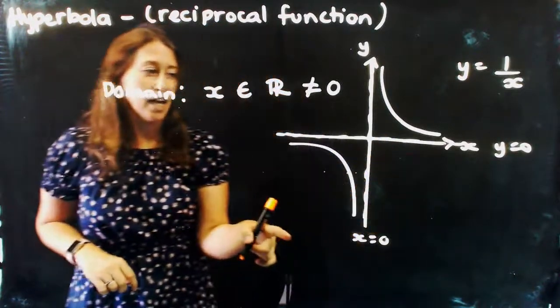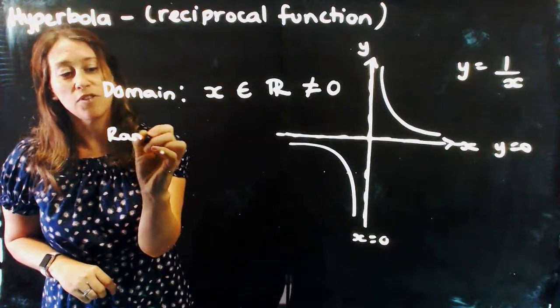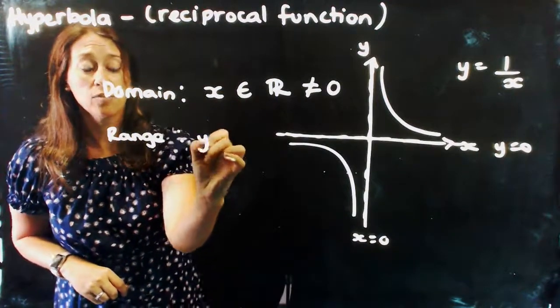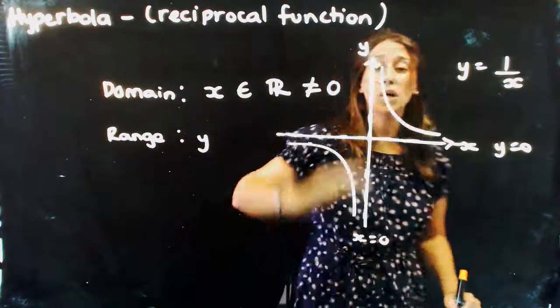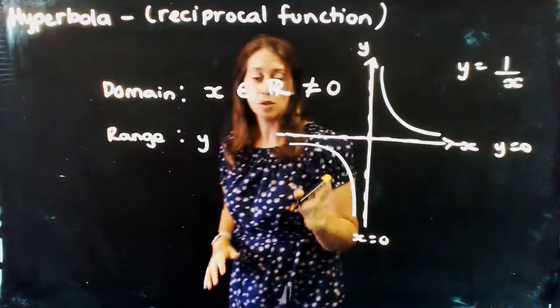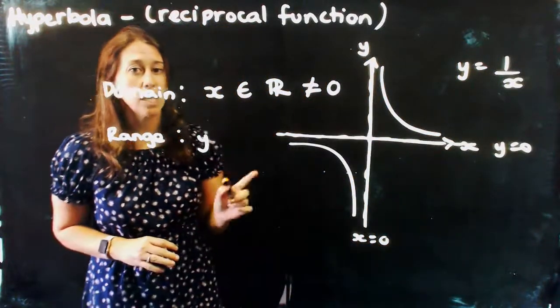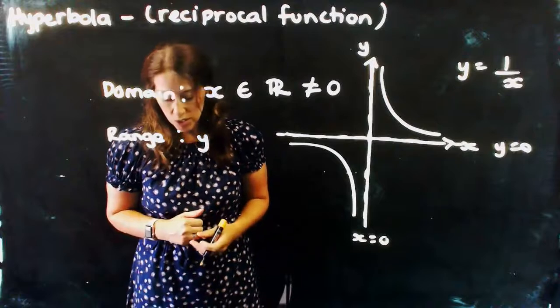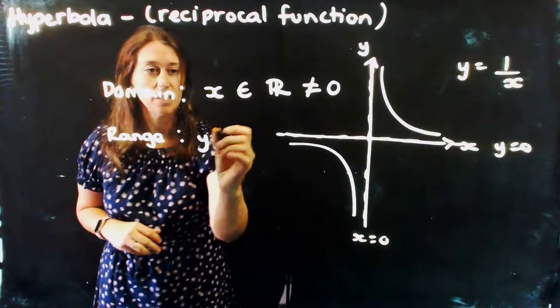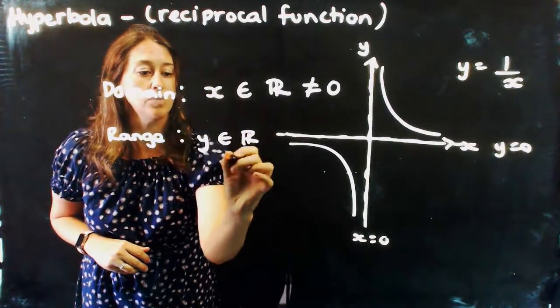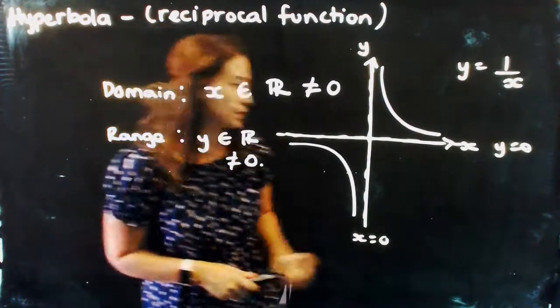Now let's have a look at the range. It's a similar scenario. The range, y, remember, is all the values that work for y. It belongs to every single number in the real number system except 0. So we would write that the range is R but not 0.